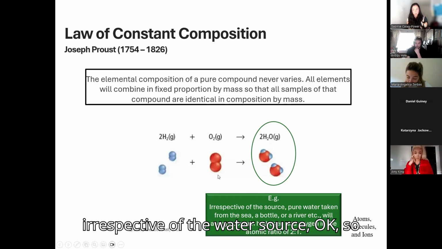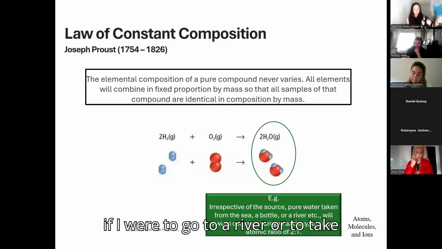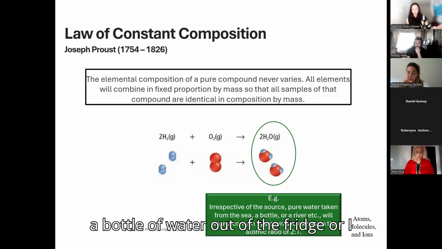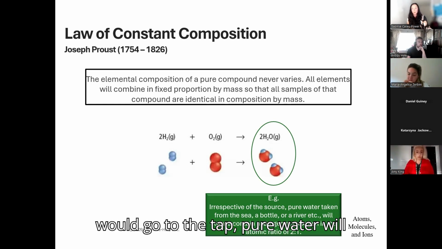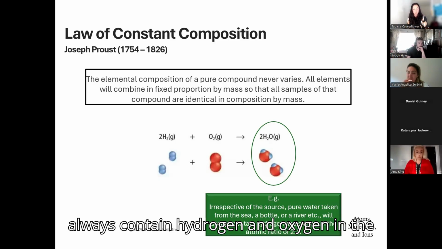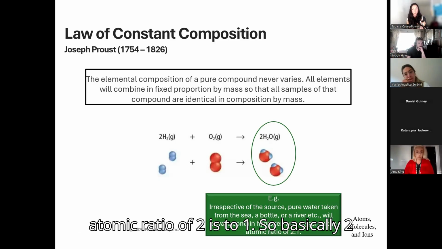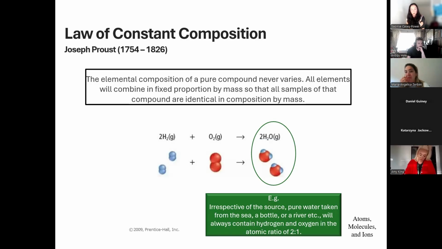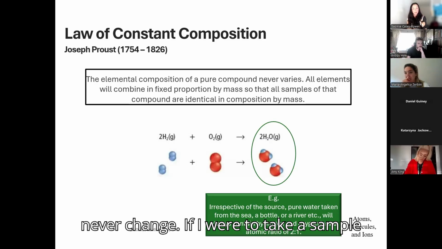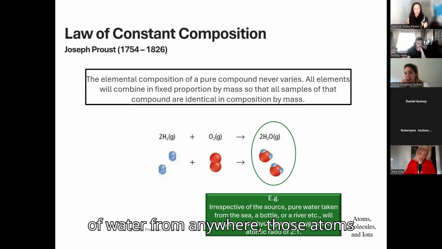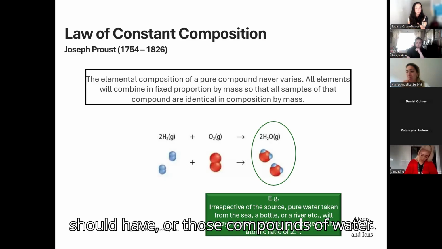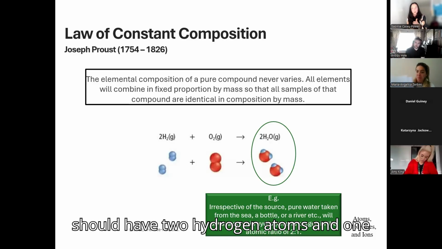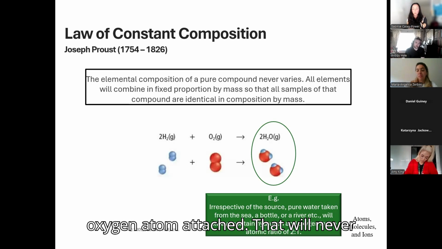Irrespective of the water source, if I were to go to a river, or take a bottle of water out of the fridge, or go to the tap, pure water will always contain hydrogen and oxygen in the atomic ratio of 2:1. So basically 2 hydrogen atoms will always combine with 1 oxygen atom to form water. Pure water anyway, okay? That will never change. If I were to take a sample of water from anywhere, those compounds of water should have 2 hydrogen atoms and 1 oxygen atom attached. That will never change.